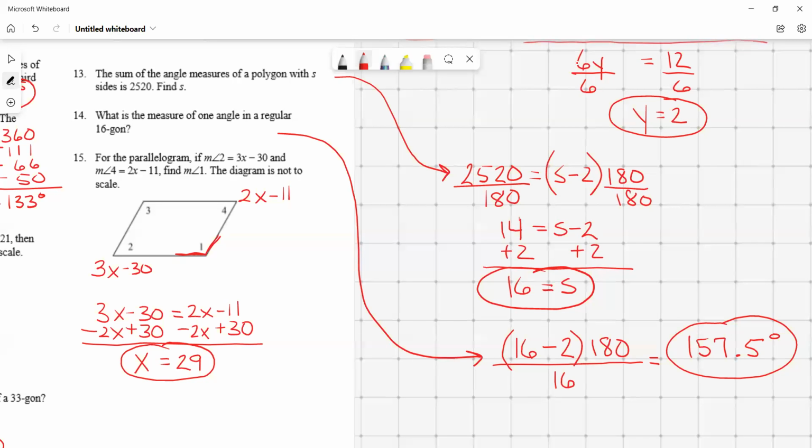So if x equals 29, we have to go back up here and do 2 times 29 minus 11. The parentheses go right here. Sorry about that. The 2 times 29 minus 11, that's 58 minus 11, 47 degrees. So this angle 4 equals 47 degrees, and so does angle 2. So angle 1 equals 180 minus the 47. So angle 1 is equal to 133.